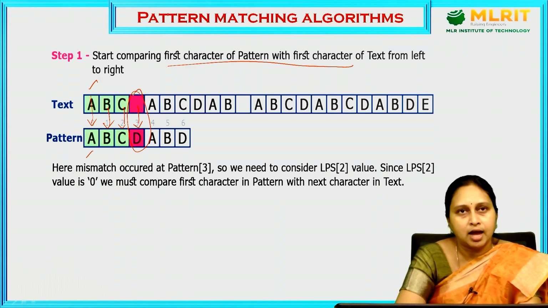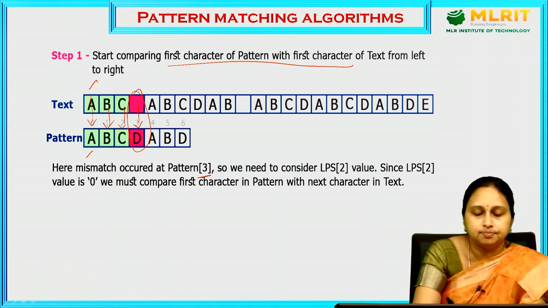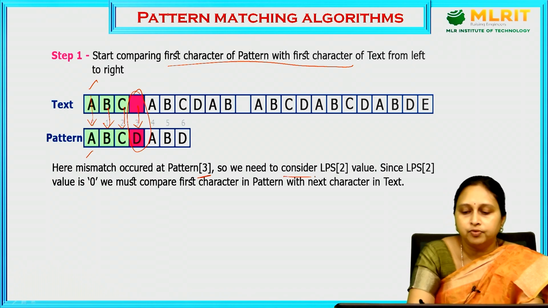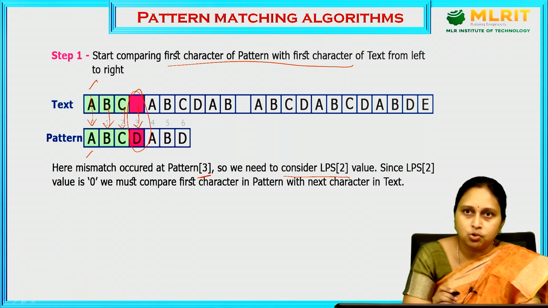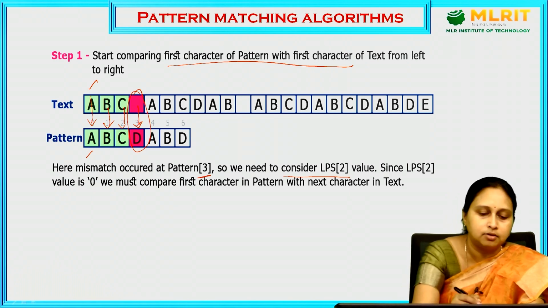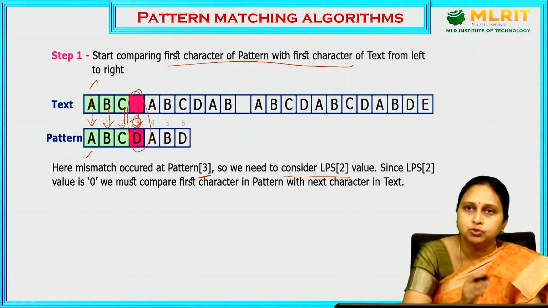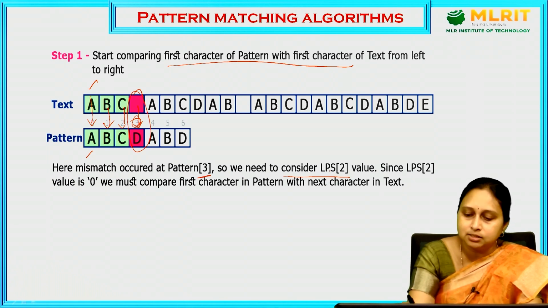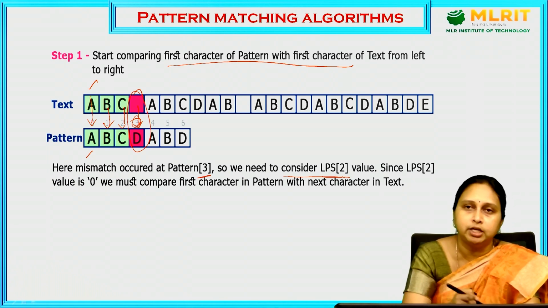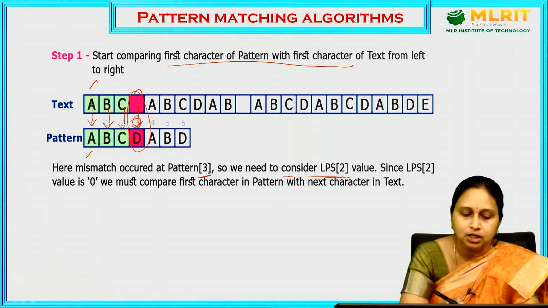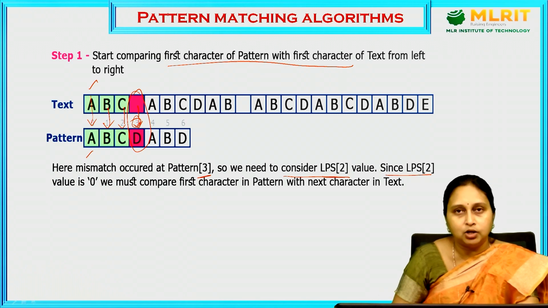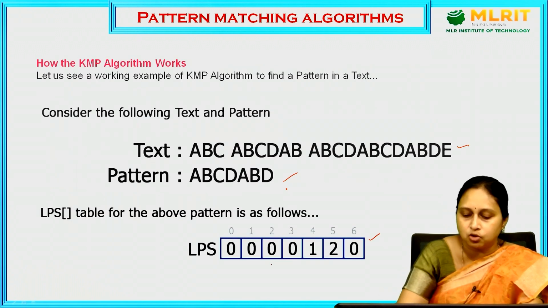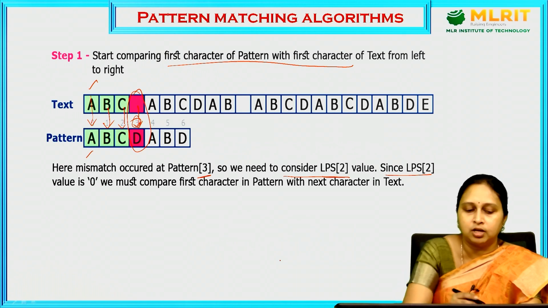So when we have a mismatch at pattern 3, now what do we need to do? We need to consider our LPS table. Not the exact character, but the value you find at the index; we need to take the previous value of it. That's why we need to take LPS of 2 instead of LPS of 3, the previous character. And since LPS of 2 is 0, the same thing we have represented, right?